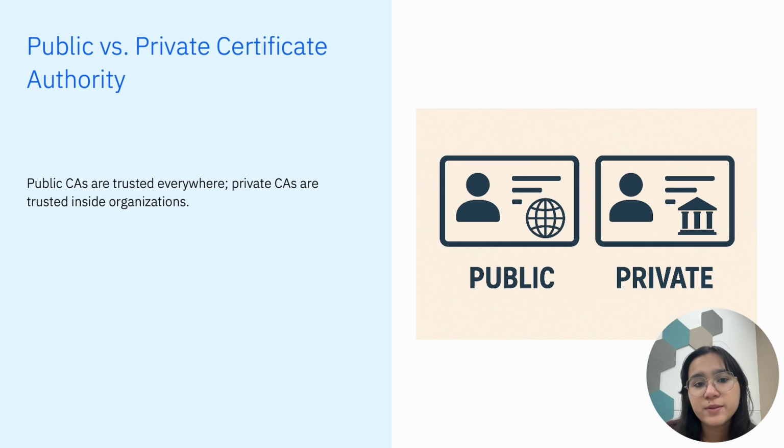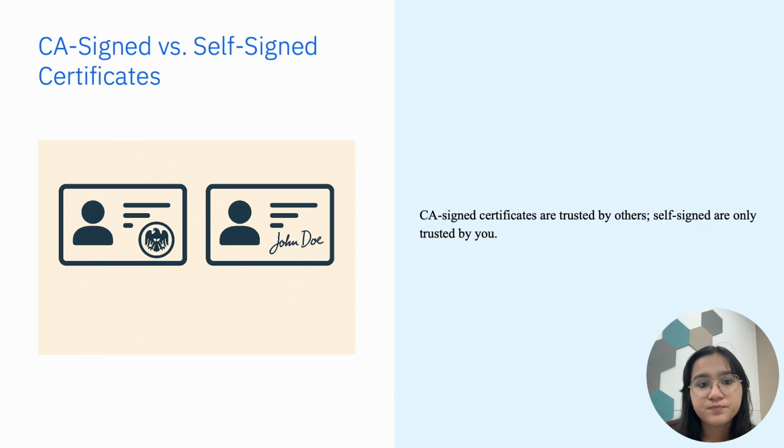There are two main types of certificate authorities. Public CAs are like government issued passports, trusted by everyone, everywhere. Private CAs are more like company ID badges, trusted only within your organization. The type you use depends on where and how you need to prove your identity.